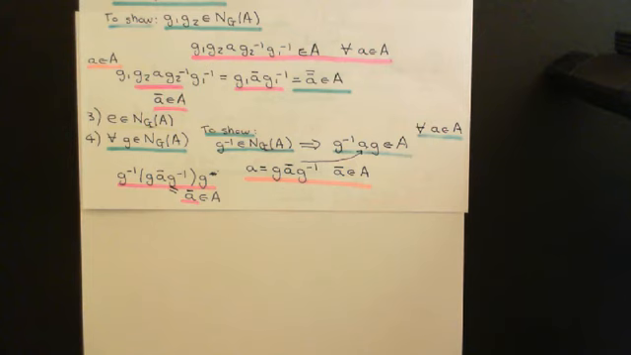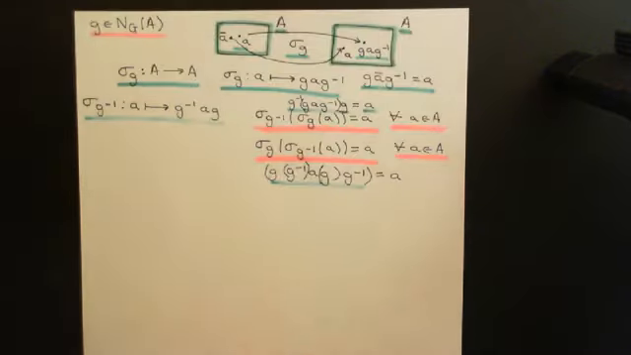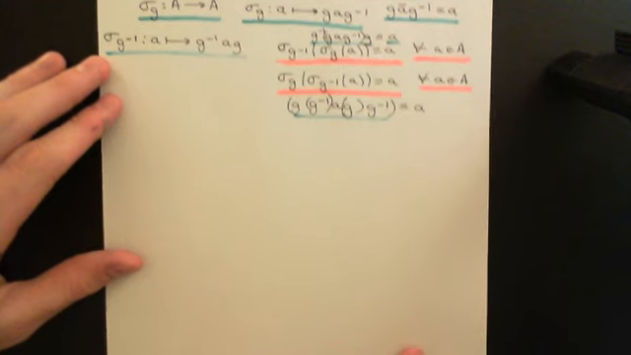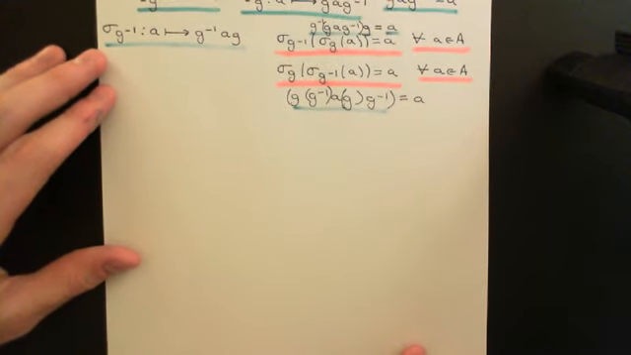So the normalizer of A in G, no matter what subset capital A we pick, is a subgroup of the group capital G. Okay, right. So one final comment on the normalizer of a subset capital A in the group capital G.